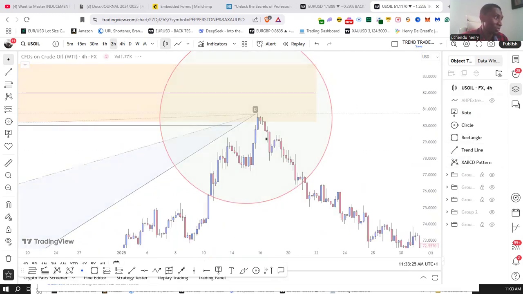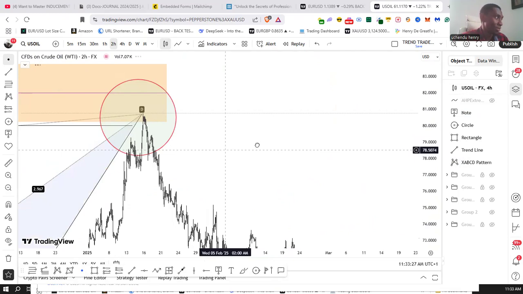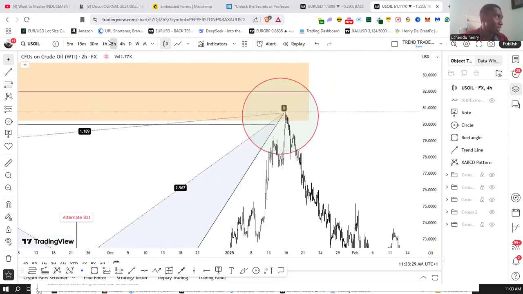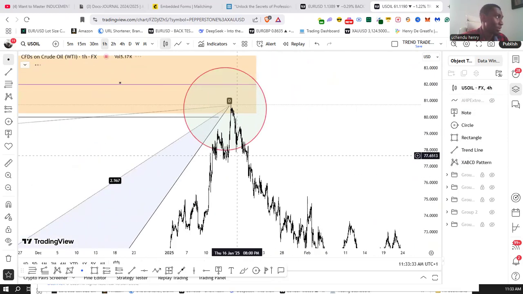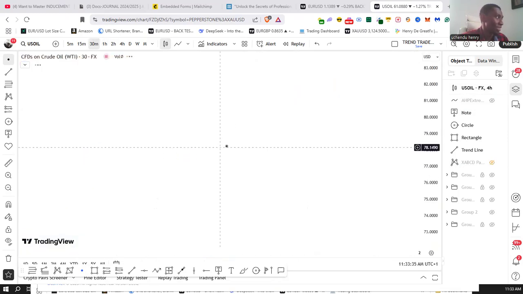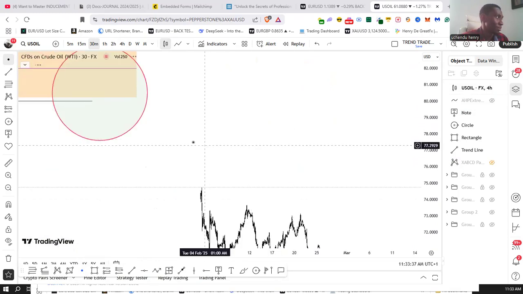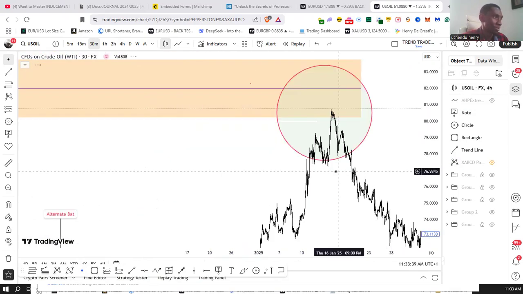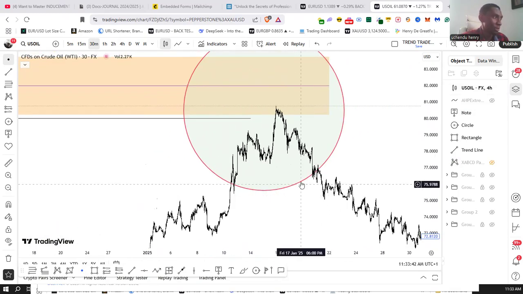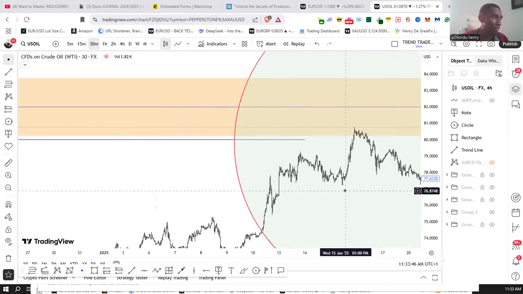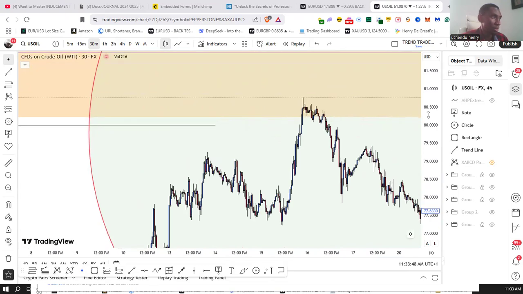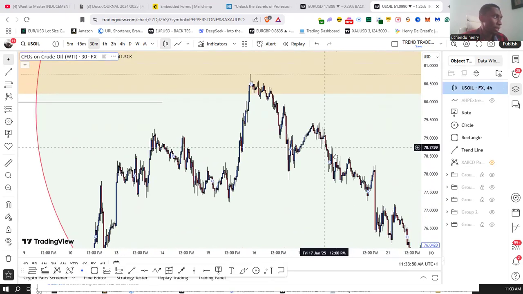Let me check the 2-hour time frame. Can I even get the 1-hour time frame? This is this year's price action. Let me check the 1-hour time frame. Okay. I'm not sure. 15 minutes, 30 minutes. Is it possible? Okay, it's possible. Yeah. So let's see if we see our M pattern here. Did we see any M pattern here?